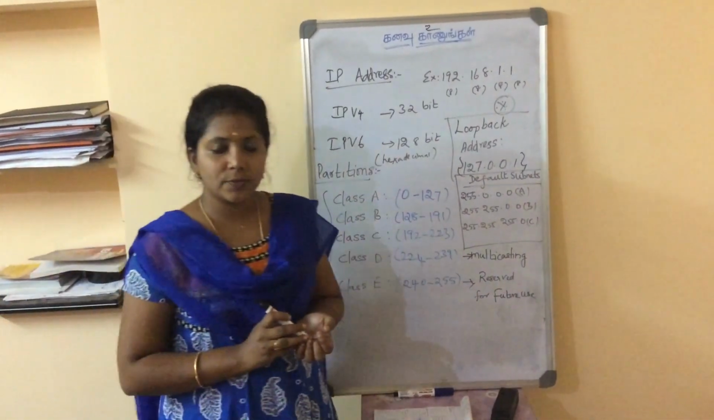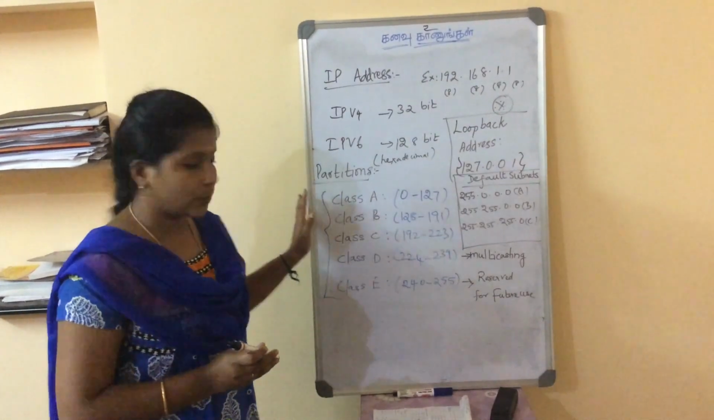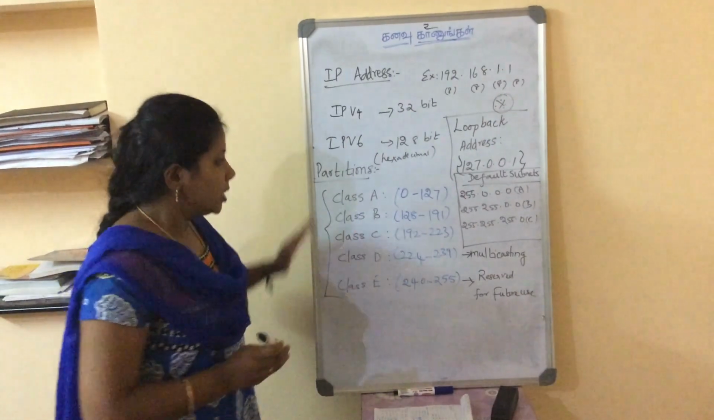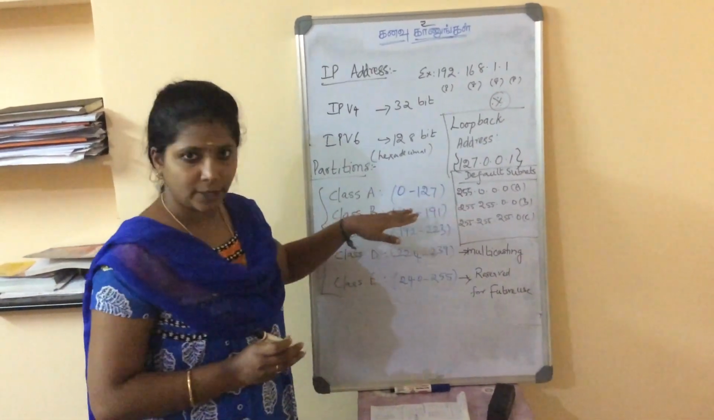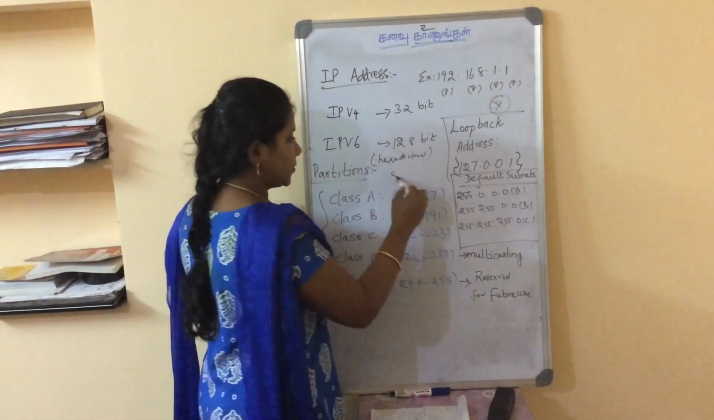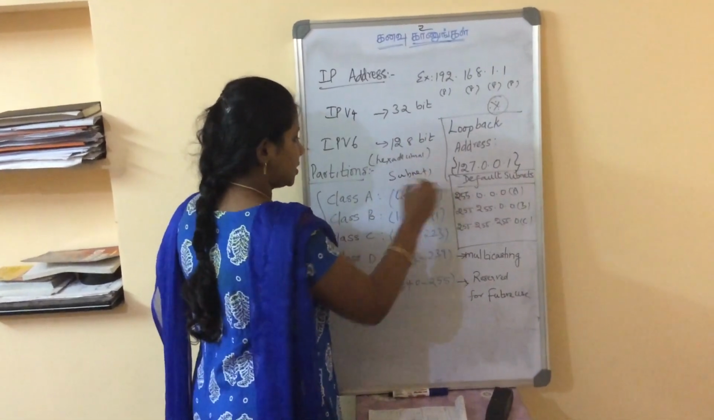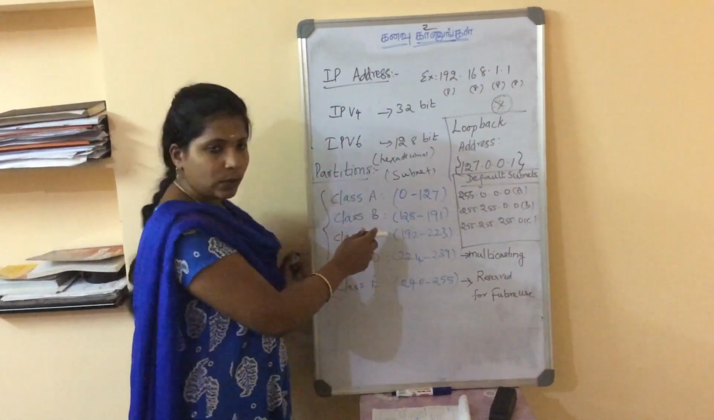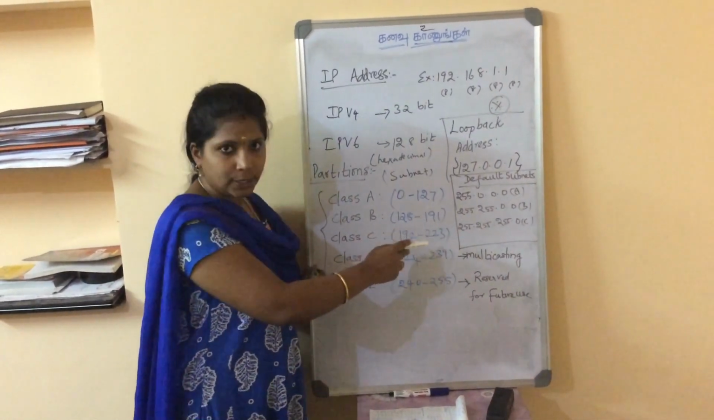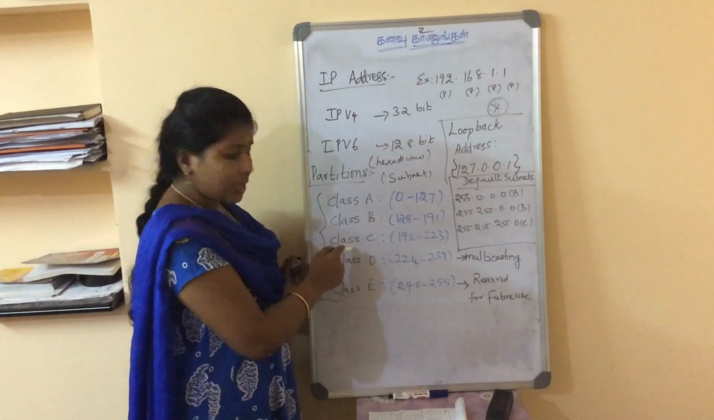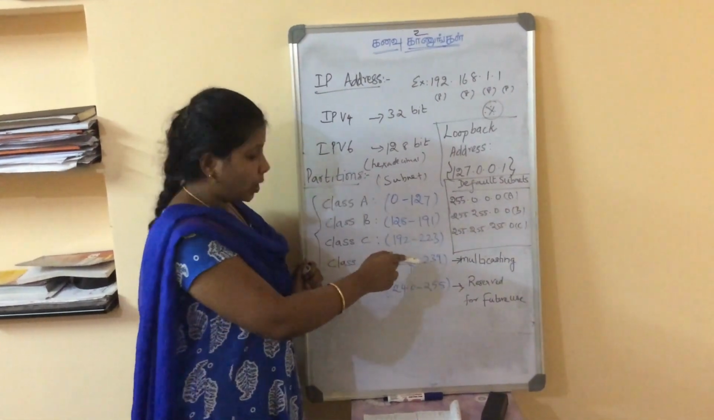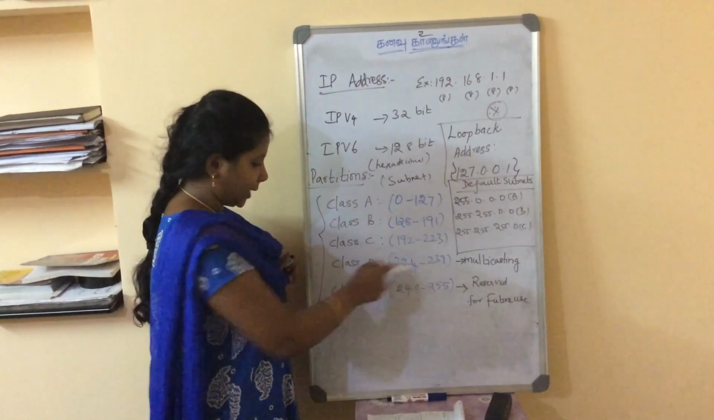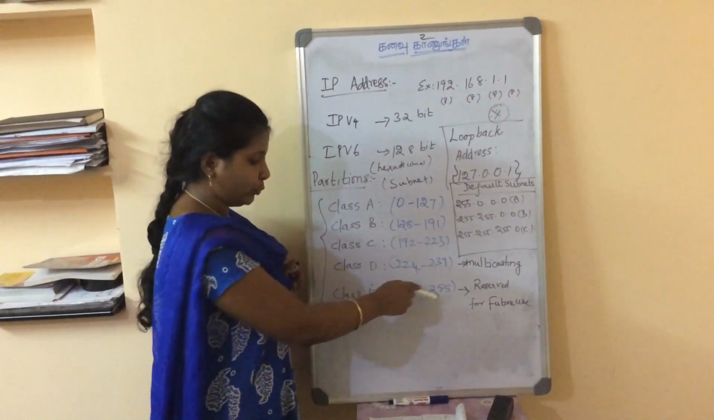Okay, and the partition. In IP address we have 5 types of classes. Okay, class A, class B, class C, class D and E. So these will be classified into these types of subnets. Okay, see, class A will have 0 to 127. Class B will have 128 to 191. Class C has 192 to 223. Class D has 224 to 239. Class E has 240 to 255.